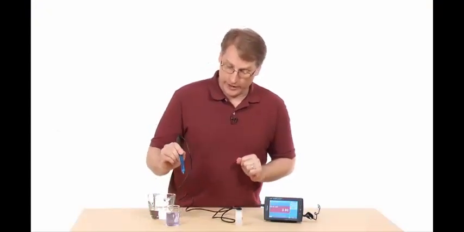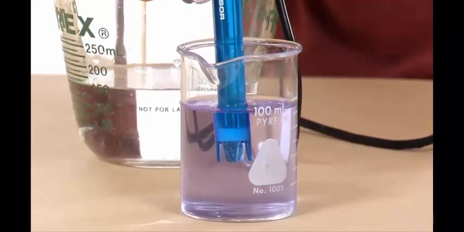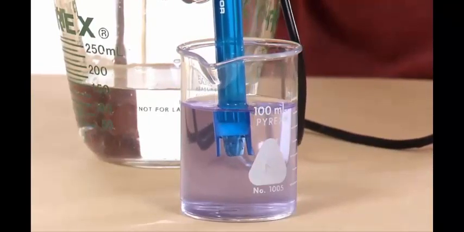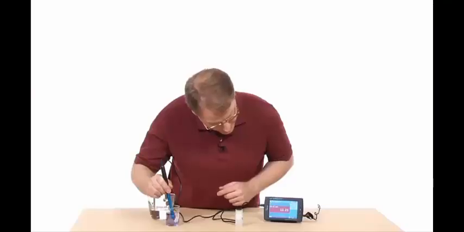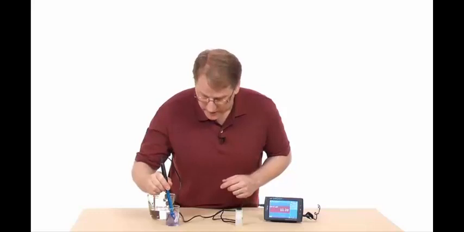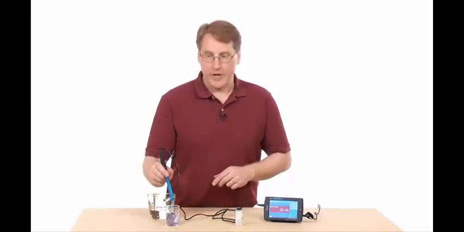So I have a solution here, and we're interested to know what kind of solution that is. So maybe I plunge it down in there, and we look at what happens to our meter value there. So it's climbing, so it must be a base. And so it's stabilized about there, so 11.2 something there. So it's obviously a base.